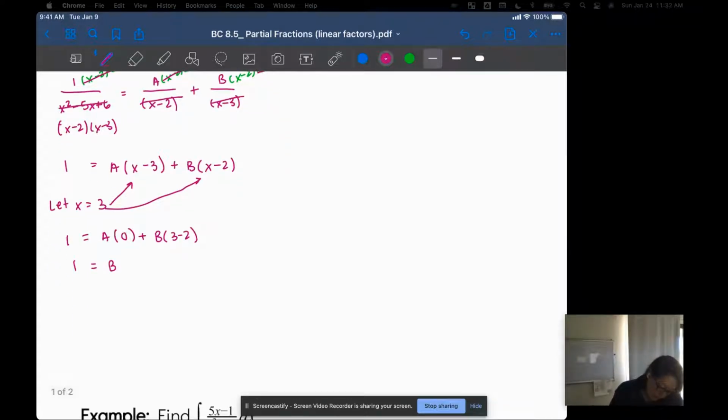And then we're going to let x equal 2. So I have 1 is equal to A times 2 minus 3 plus B times 0. 2 minus 3 is negative 1, so A times negative 1. So A is equal to negative 1.